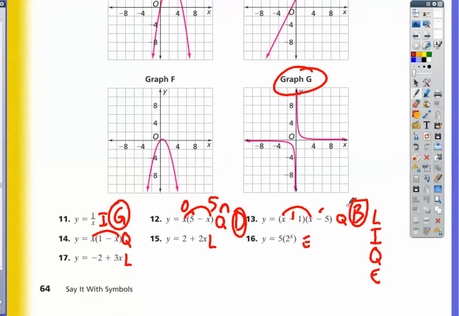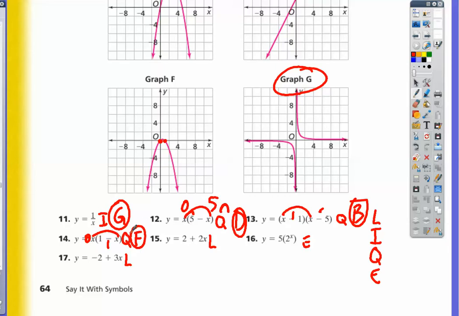For number 14, again, it's opening down because x times negative x is negative x squared, so it opens down. And I have x-intercepts of 0, and this one's going to be 1. Well, here we go. 0 and 1, and it opens down. So this must be graph F.